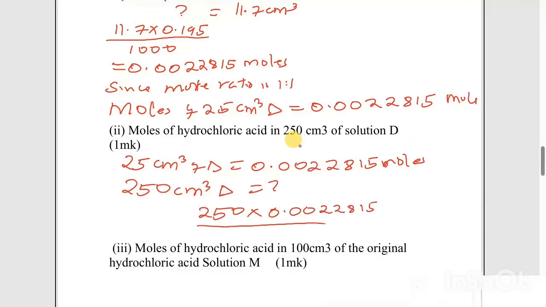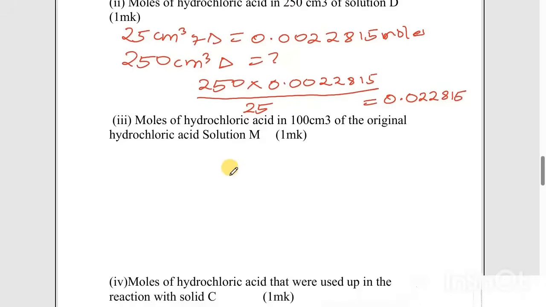We divide by 25, and this one gives us 0.02215 moles. So this is the number of moles in 250. Now the next question is: determine the number of moles of hydrochloric acid in 100 centimeters cube of the original hydrochloric acid solution M, original.